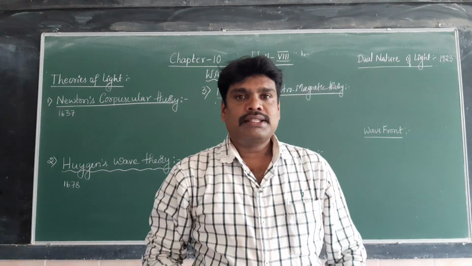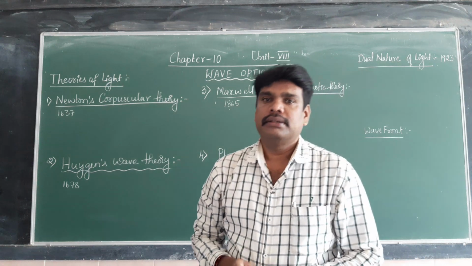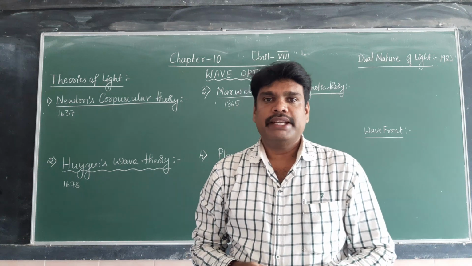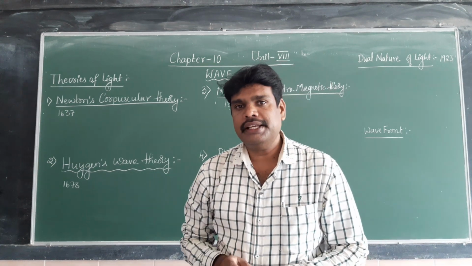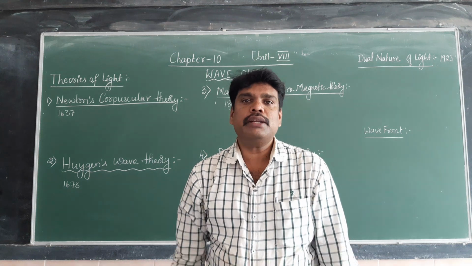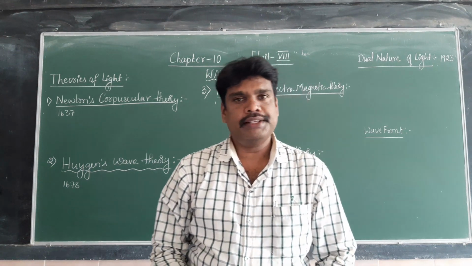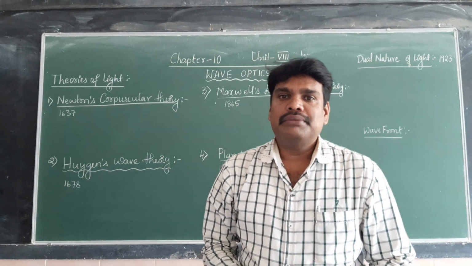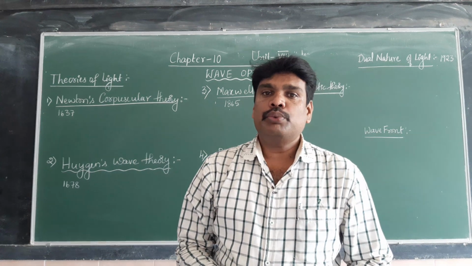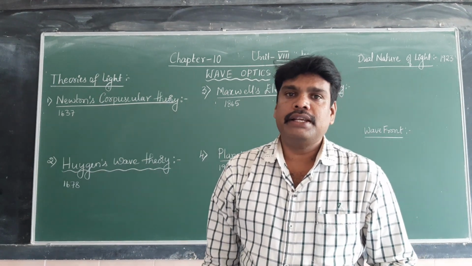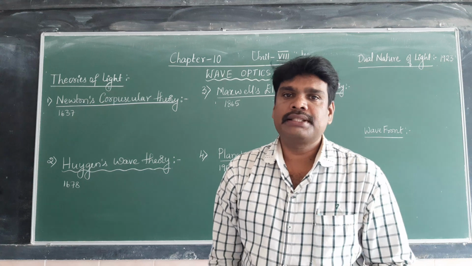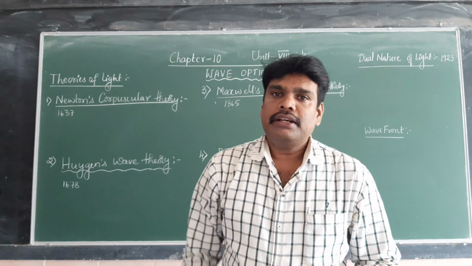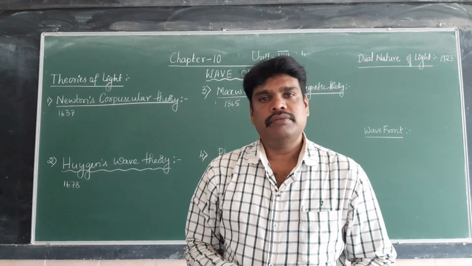While studying optics, I already told you the light can be understood by two methods. The first method is with the help of rectilinear propagation of light. You know what is rectilinear propagation of light? The light always travels in a straight line. With the help of rectilinear propagation of light, we already studied ray optics. In ray optics, mainly we have discussed reflection and refraction of light. That we already completed.